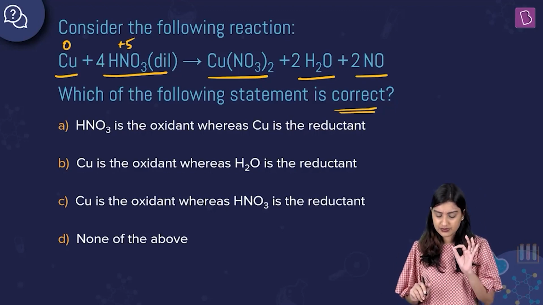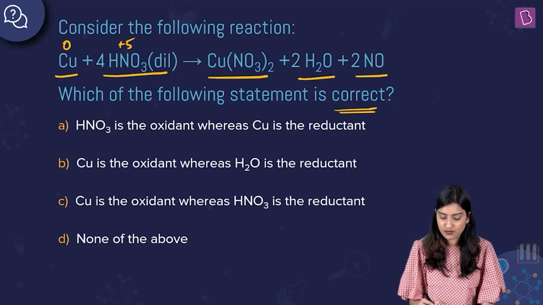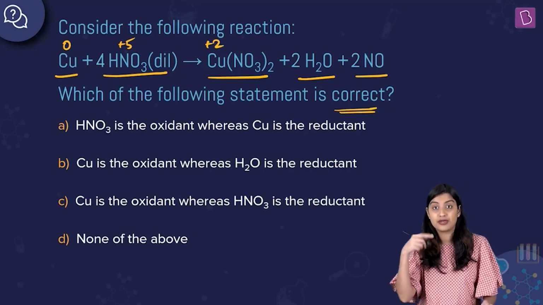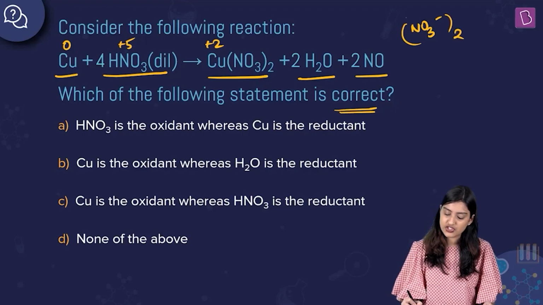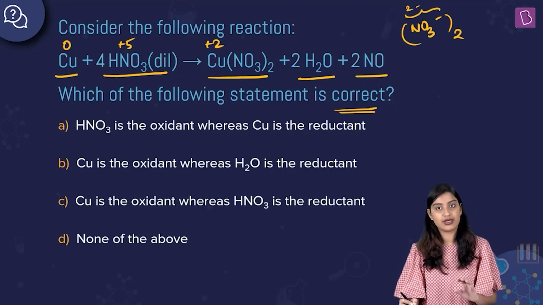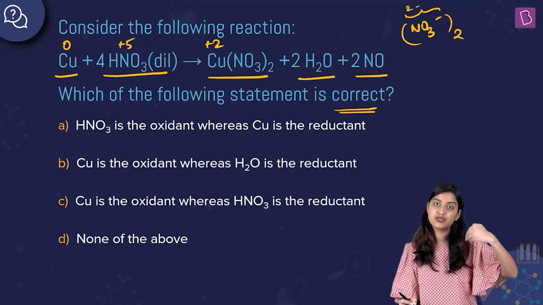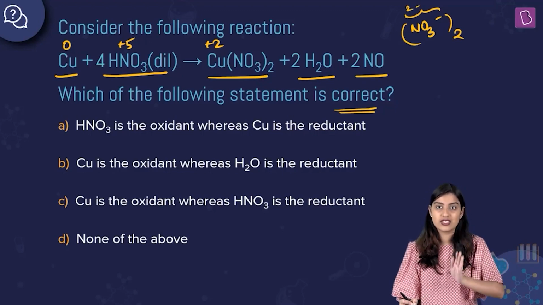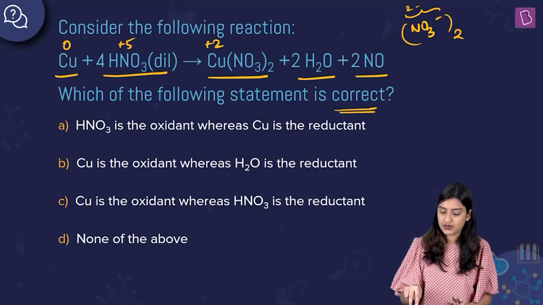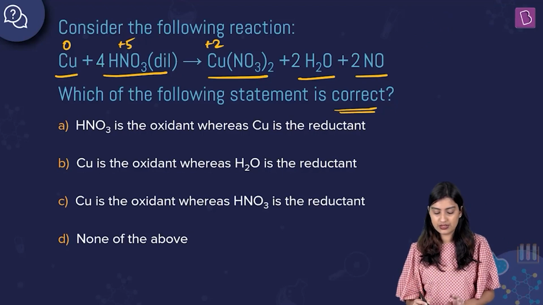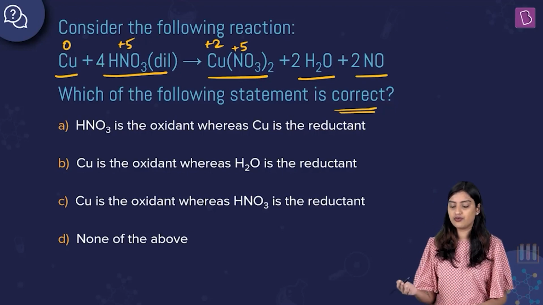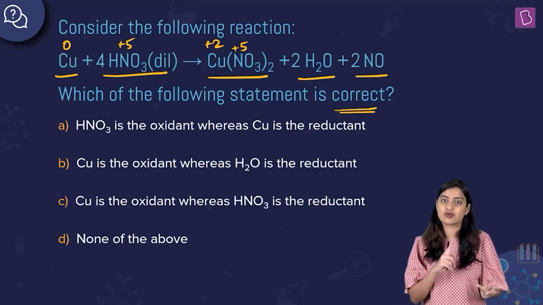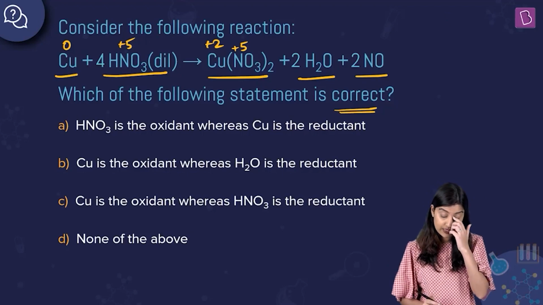Then on your product side, you have copper in +2 oxidation state, because you can see copper nitrate. Nitrate ion exists like this, correct? So with this taken twice, the charge contributed is 2-, and that charge is being nullified by copper. So copper has a charge of 2+, which means its oxidation state is +2. Nitrogen is as usual +5 here also. Then you have 2H2O, where needless to say hydrogen is in +1, oxygen is in -2.